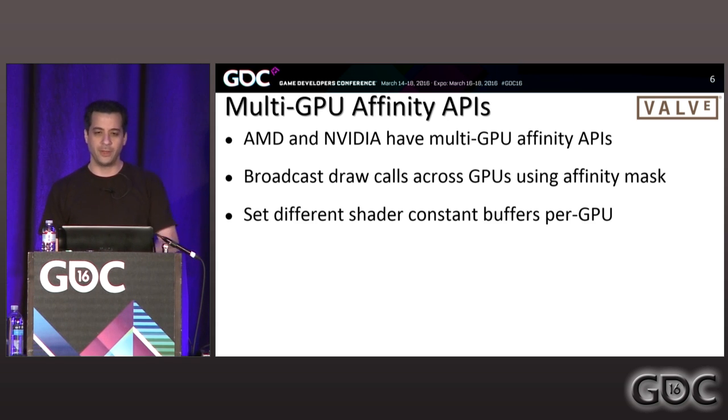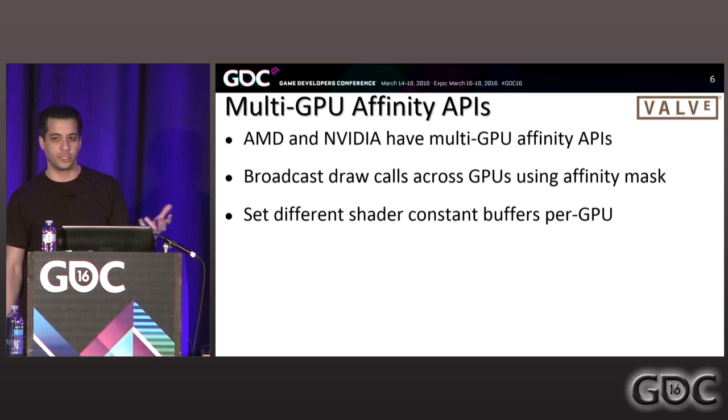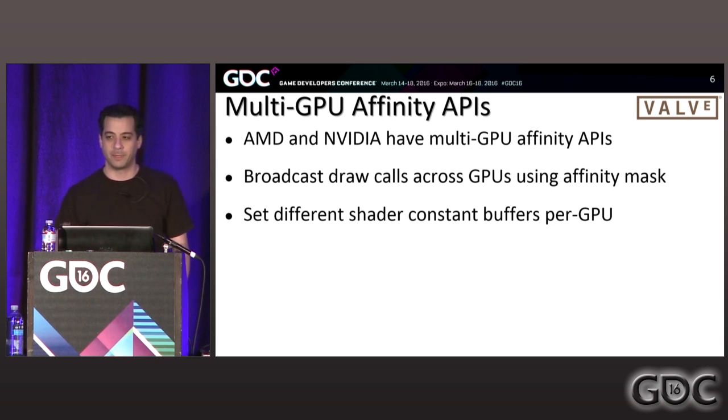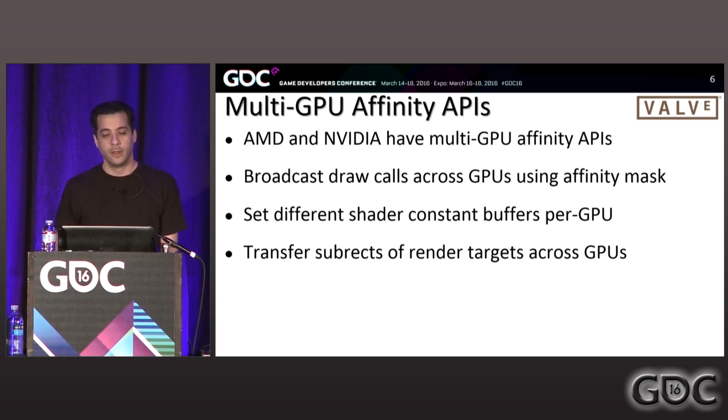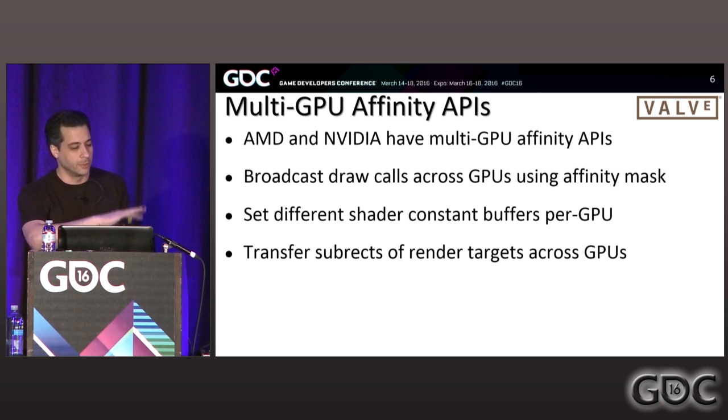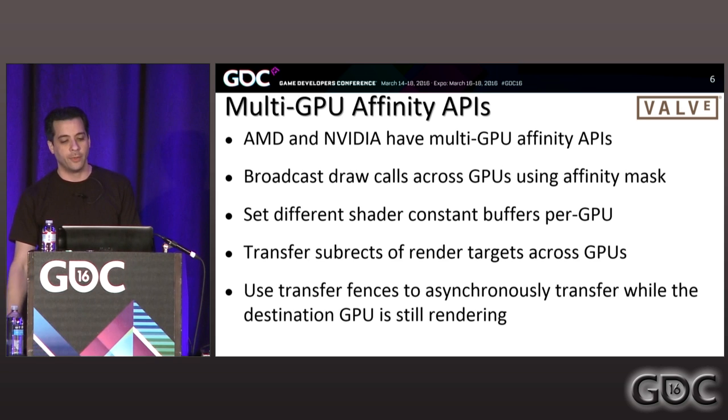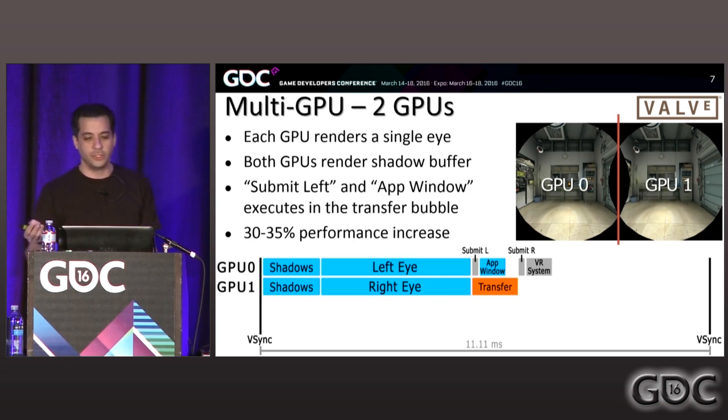So it's pretty straightforward. The way you get stereo rendering is you can set constants differently per GPU. So you can set different constant buffers, whether it be the contents of the constant buffer or constant buffer handles. It depends on which system you're using. But effectively, you can set that up. And then there's API calls to transfer subrects of render targets across GPUs. So in a dual GPU setup, you're going to render to both GPUs, and then you're going to transfer one of the GPU's results back to the primary GPU. And there's also APIs to have transfer fences, so you can asynchronously do that transfer while the destination GPU is rendering something else. So let's look at what two GPUs looks like for VR.